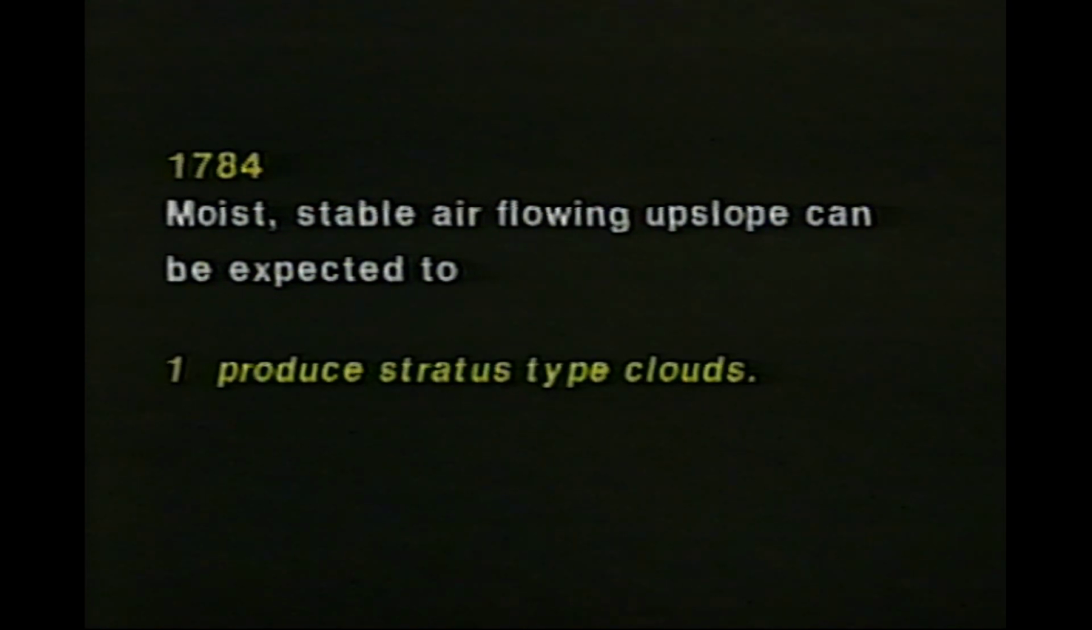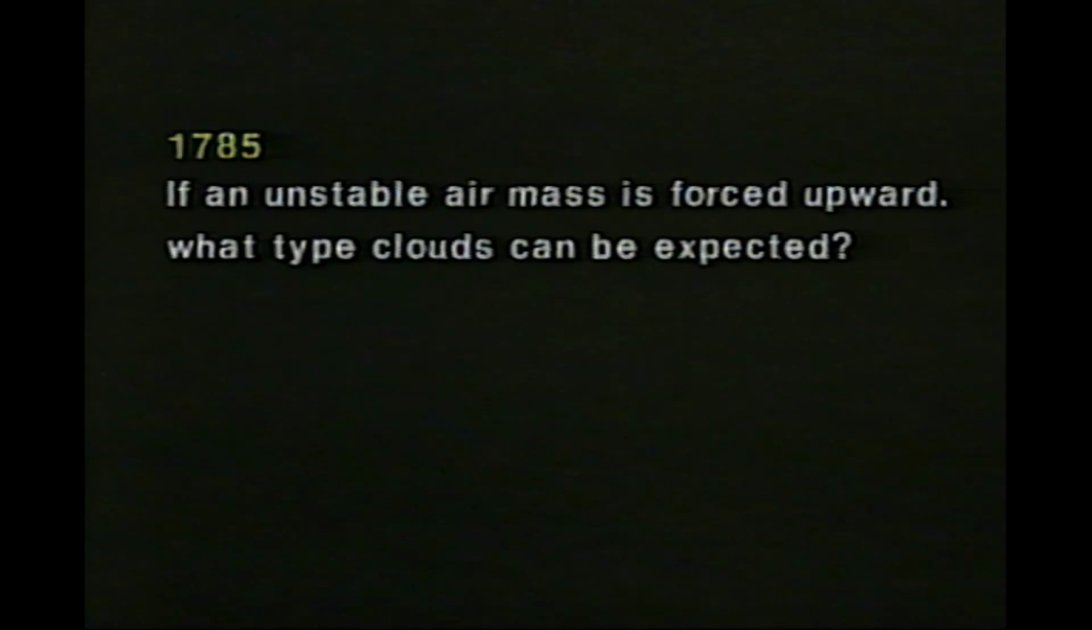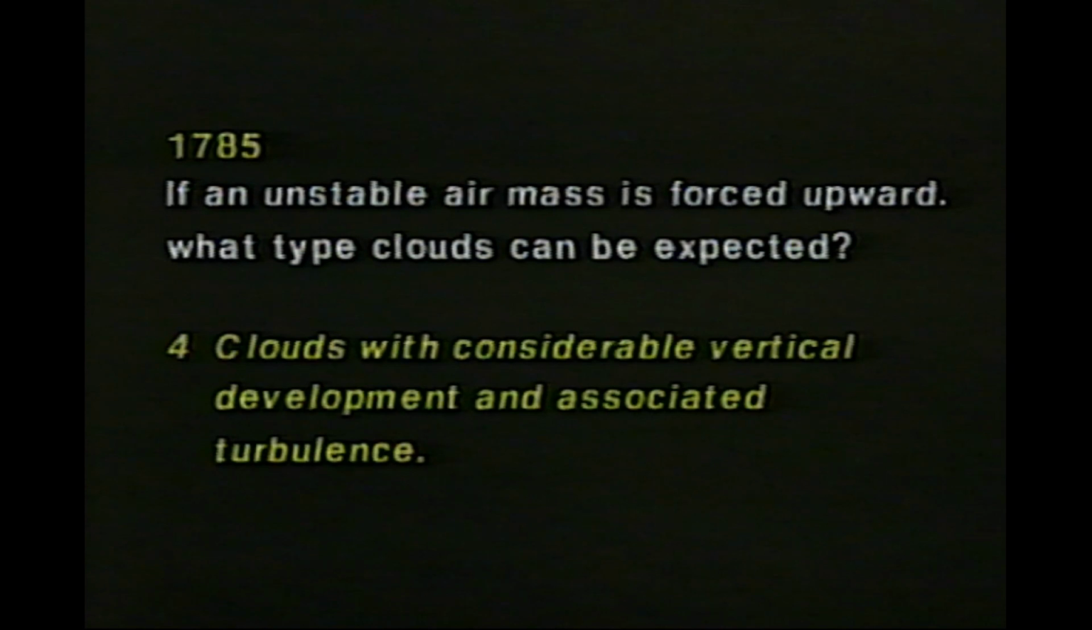Question 784. Moist, stable air flowing upslope can be expected to... Answer 1, produce stratus-type clouds. Question 785. If an unstable air mass is forced upward, what type clouds can be expected? Answer 4, clouds with considerable vertical development and associated turbulence.